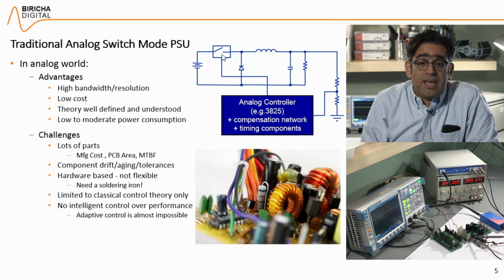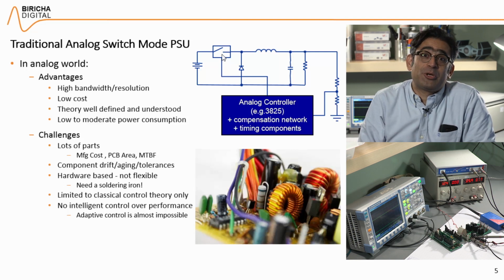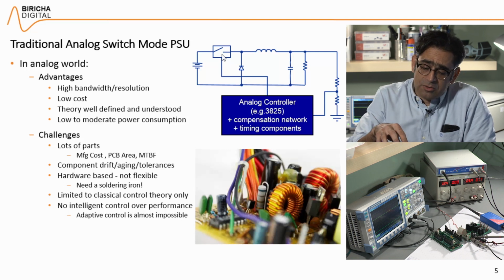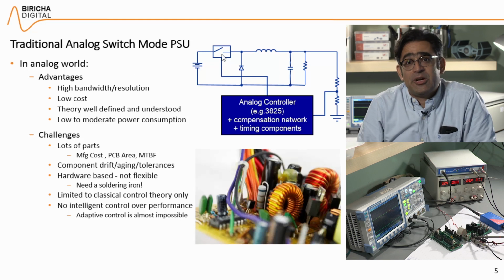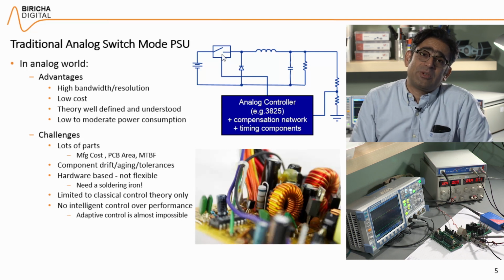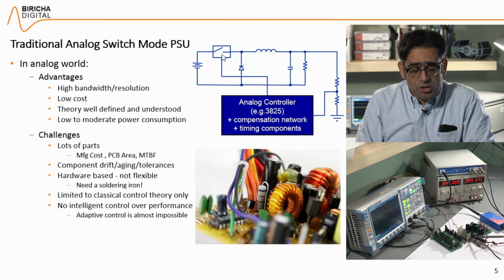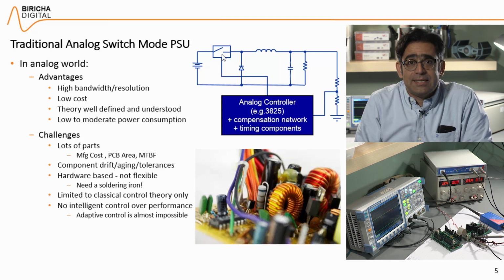Now, component drift, aging, and tolerances impact an analog power supply much more so than a digital one, because the control loop in an analog power supply is designed around an op-amp with capacitors and resistors and so on, whilst in digital that becomes a couple of lines of code. It is hardware based and therefore it's not very flexible. By that, what I mean is once you have soldered the values in, in order to make any changes, you need to get a soldering iron out and you need to change things. Whilst in digital, you can easily change the control loop performance within software.